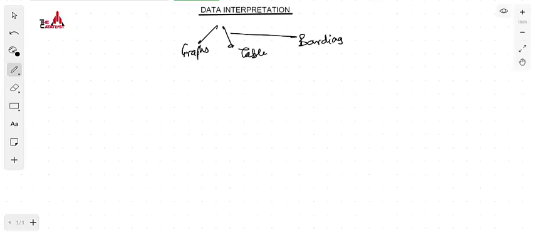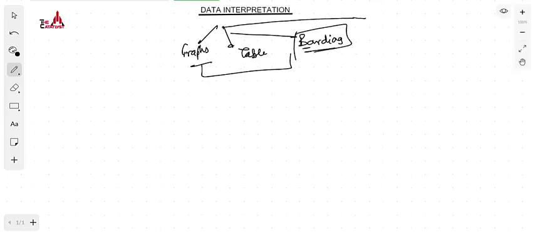And these bar diagrams and graphs are almost similar because there's nothing different. The only difference is that in bar diagrams the data is given in the form of bars, nothing else. And then there is the pie chart. So these are the different kinds of questions which we used to get from data interpretation.